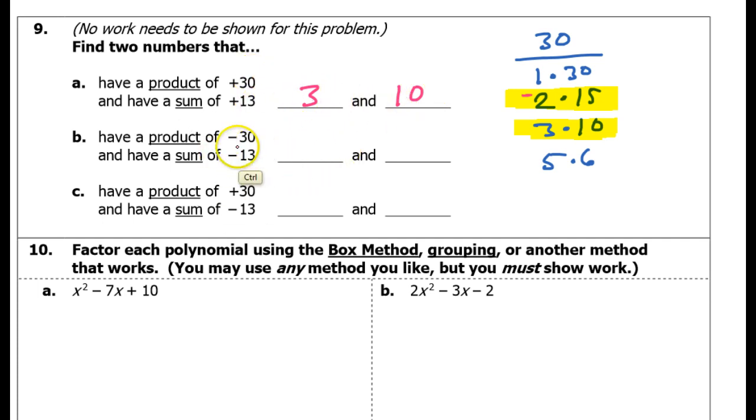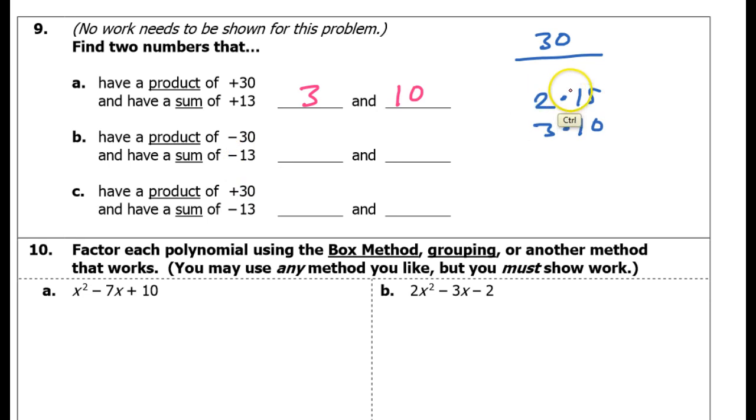Okay, now we're switching gears. So now we want a product of negative 30 and a sum of negative 13. So I can still use this same list here. I just need to adjust my signs. So look, we can just focus on these two pairs. Okay, I want a negative 30 this time, and I want a negative 13.